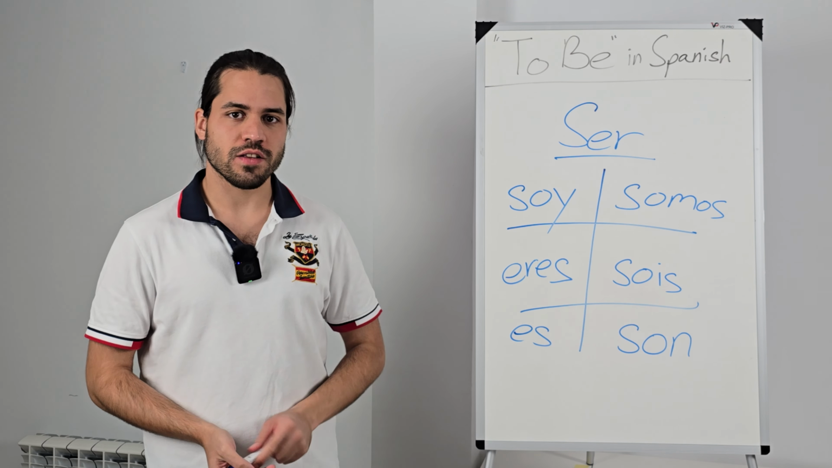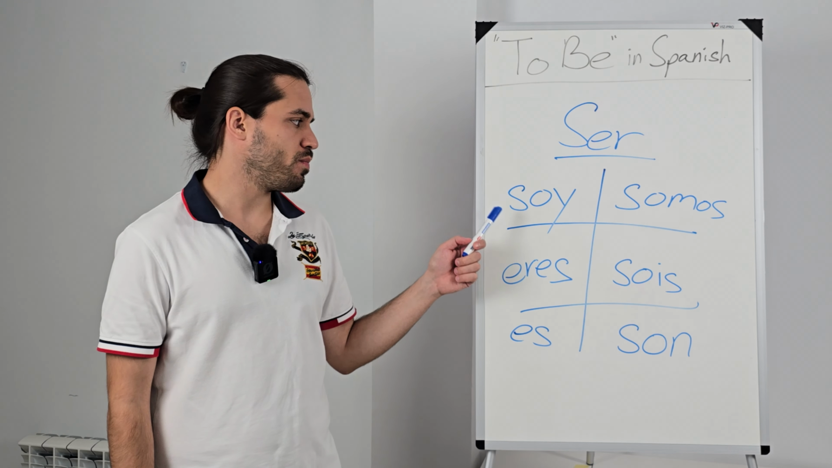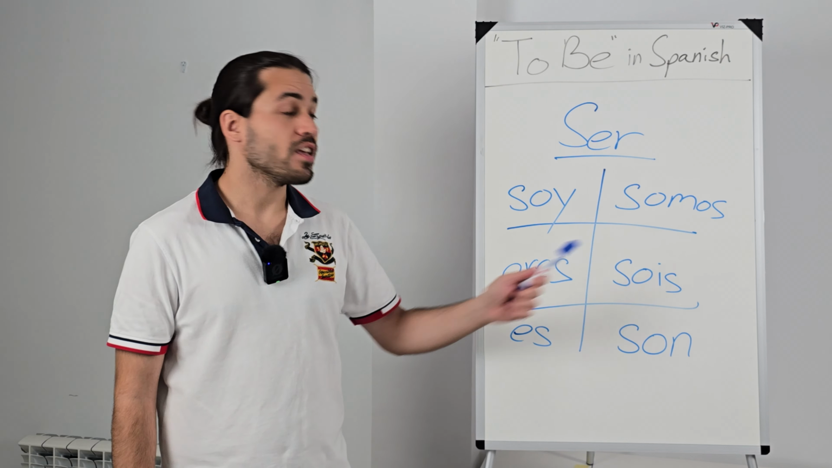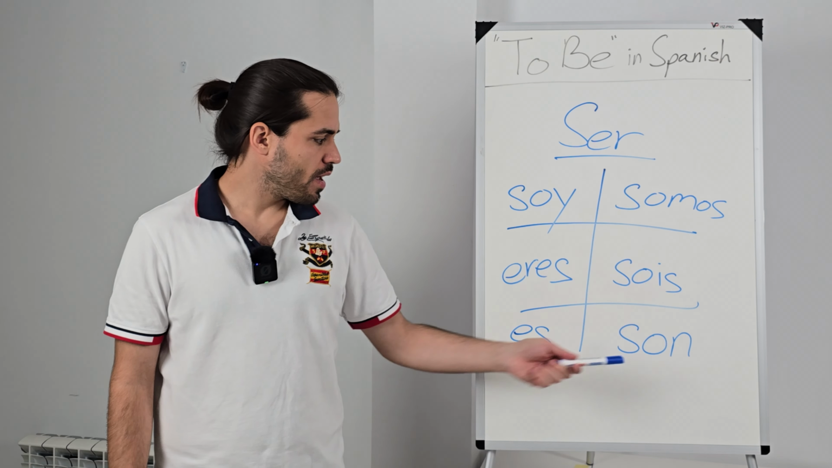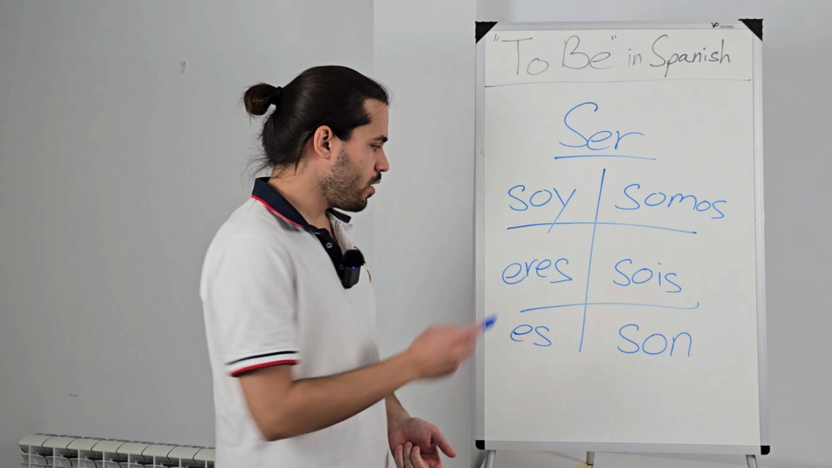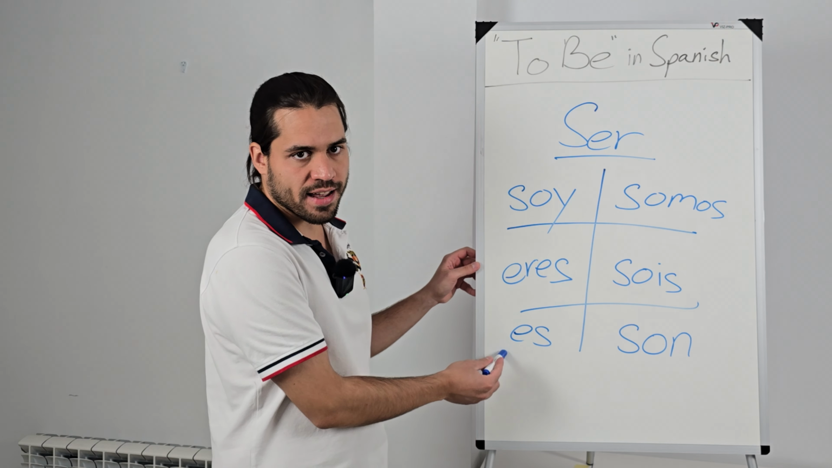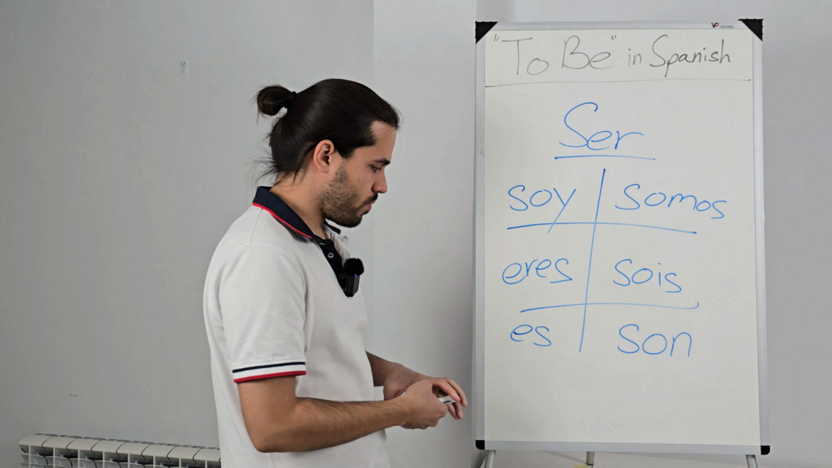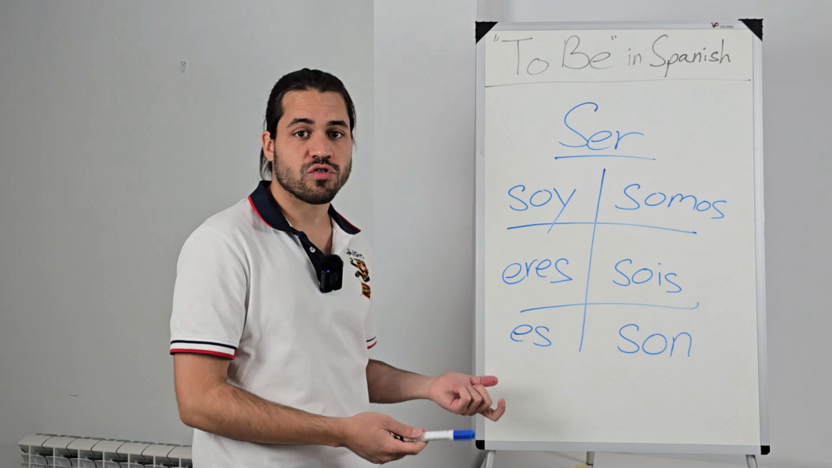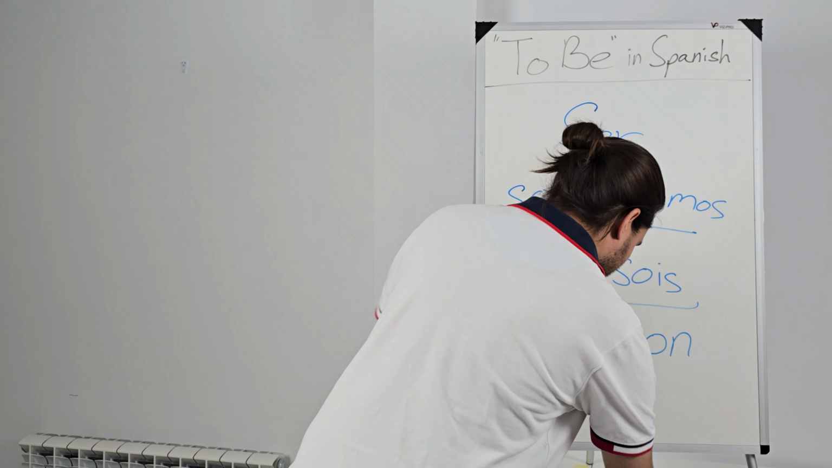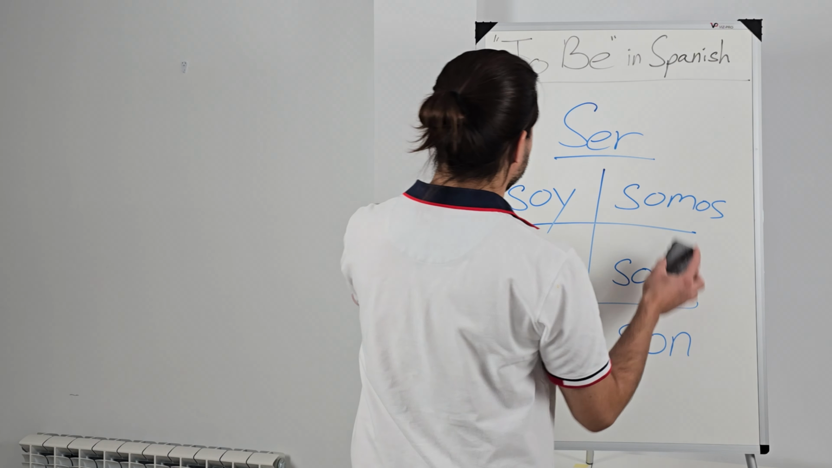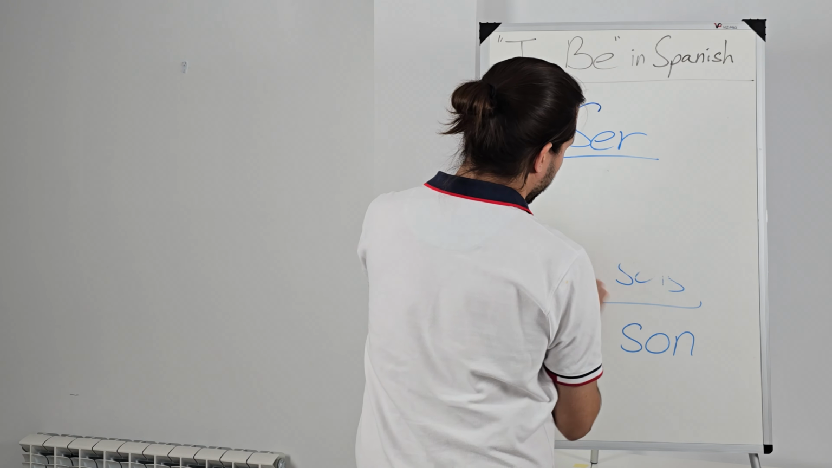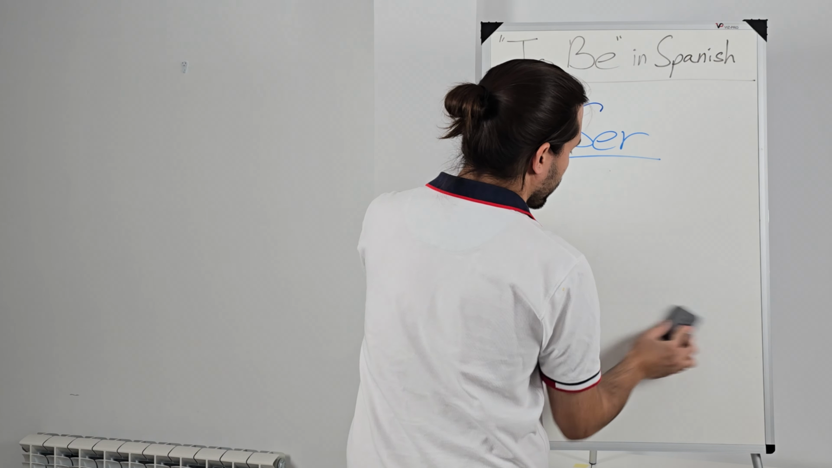So here you have ser in its many conjugated forms. In English, this would be the equivalent of I, you, he, she, it, we, y'all, because we have vosotros in Spanish, and they, right? Yo soy, tú eres, él es, ella es, nosotros somos, vosotros sois, ellos son. You could also include usted here, ustedes, if you want to be all formal and stuff.